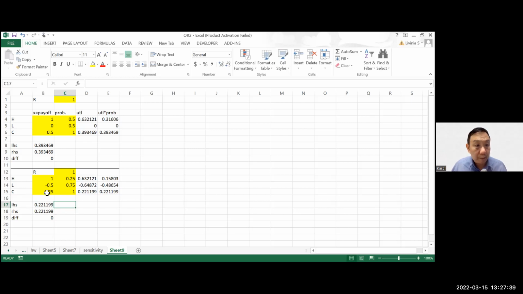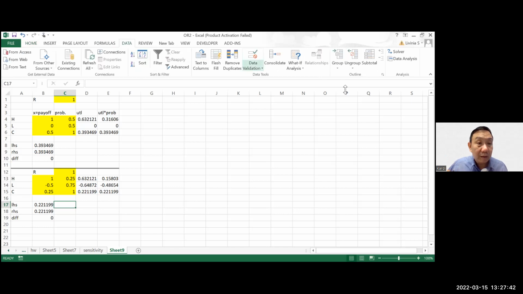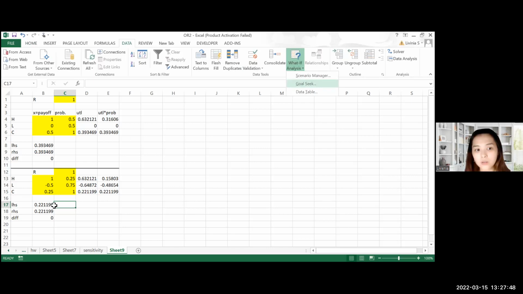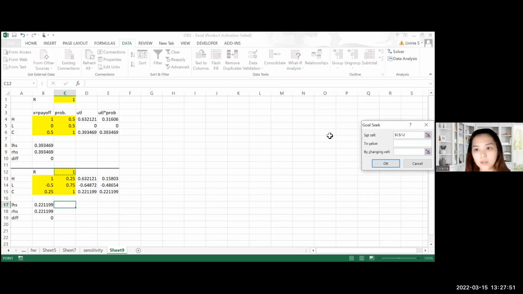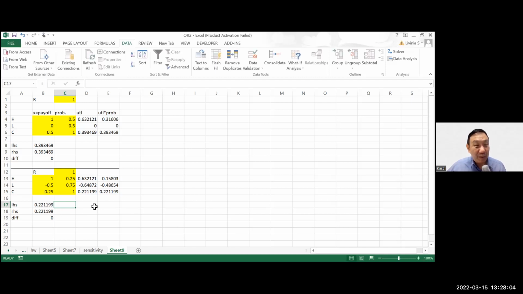Again the same, just use Data, What-If Analysis, Goal Seek. The difference to be 0. Oh, it's already 0. So by luck, R is 1, so you got already 0. Is that correct? Whatever value is 0. Are you sure it's correct? That's strange. Oh, something is wrong.